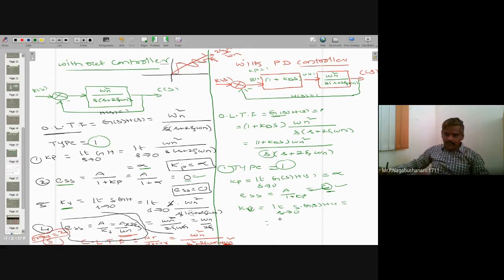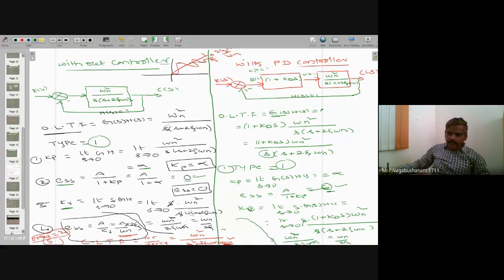Otherwise, let me write limit s tends to 0, s into (1 plus Kd s) omega n square divided by s into (s plus 2 zeta omega n). S will get cancelled. If you replace s with 0, the numerator is omega n square and the denominator is 2 zeta omega n. Check it out, omega n gets cancelled. You will get omega n divided by 2 zeta.